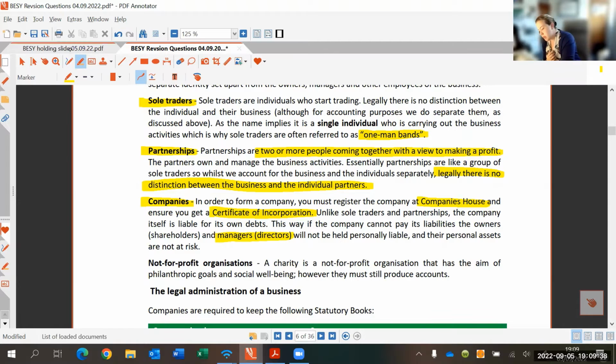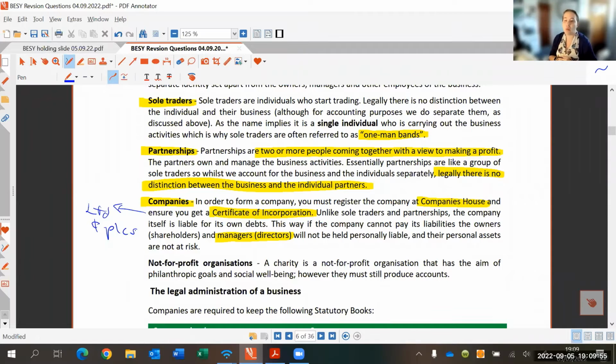So as I say, you've got your two different ones here. You've got your limited companies. Oh, apologies for my handwriting. And then you've got your PLCs. But the main one that you will come across are those private limited companies, because there's quite a lot of those.